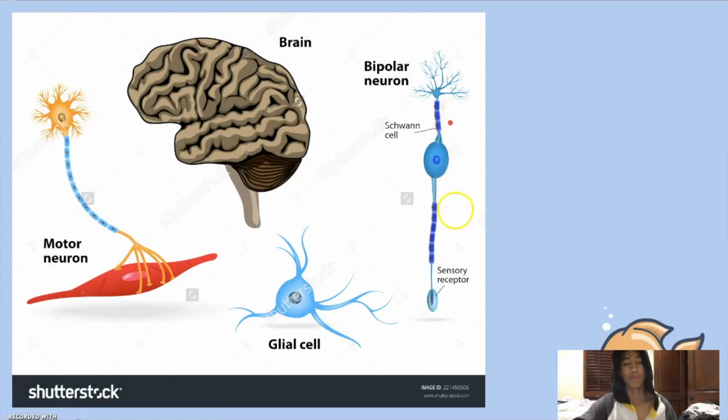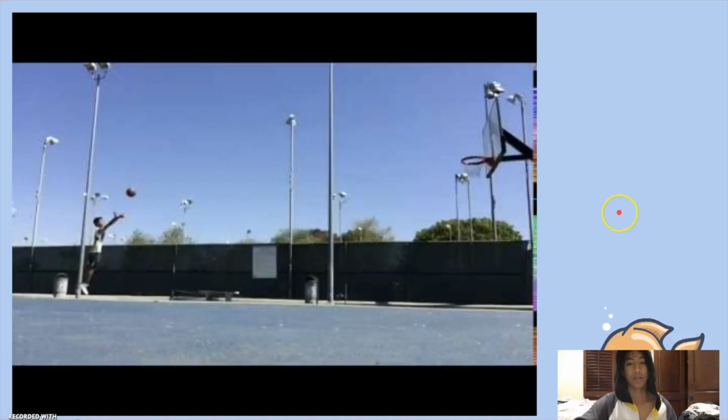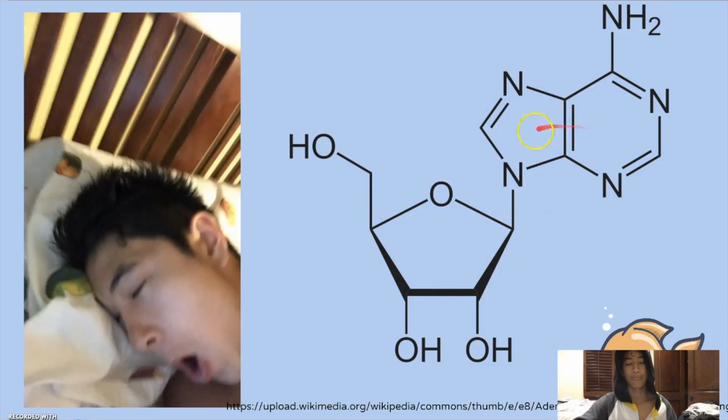During the day we fire neurons in different frequencies to create action potential. These neurons have sensory receptors, which adenosine bonds to. And when adenosine bonds to these receptors, it slows down the action potential. Because of the suppression, we get a feeling of drowsiness. So that's why at the end of the day we're pretty drowsy, because we've consumed a lot of energy.